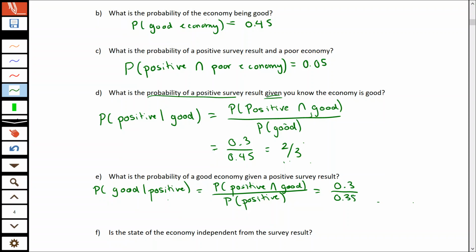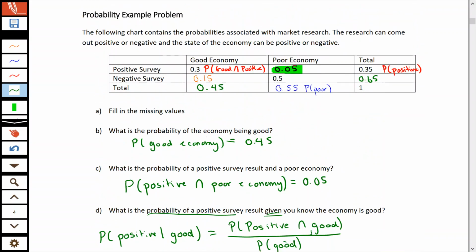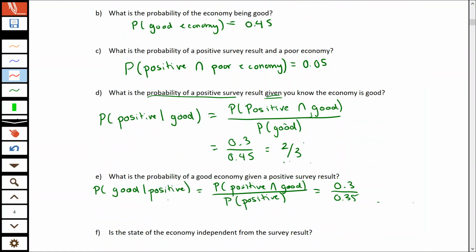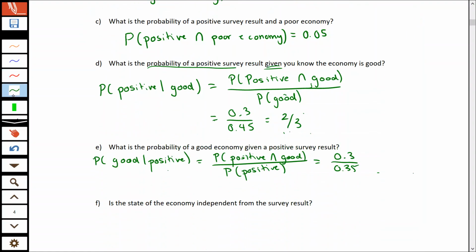0.35. And all we're really saying when we do these conditional probabilities is something along the lines of, okay, we know it's now a positive survey result. We know we're in that row. So what's the chance of it being a good economy? Well, the chance of it being a good economy is going to be that 0.3 out of that 0.35. And so this is going to give us a probability here of 6/7.